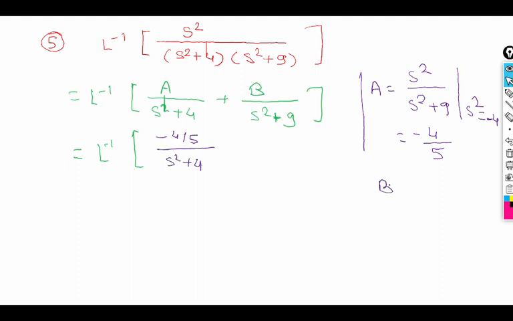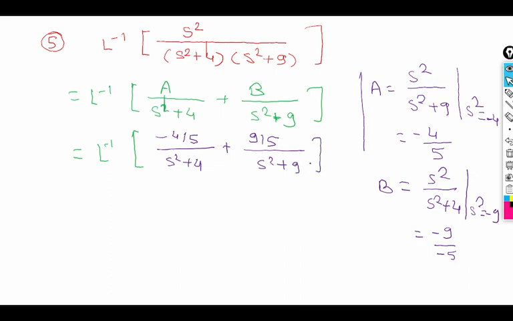To get the value of B, we take s square upon s square plus 4 by a shortcut method where we replace s square by minus 9, and we get minus 9 by minus 5. So 9 by 5, it is plus 9 by 5, divided by s square plus 9, and those are the values of A and B.